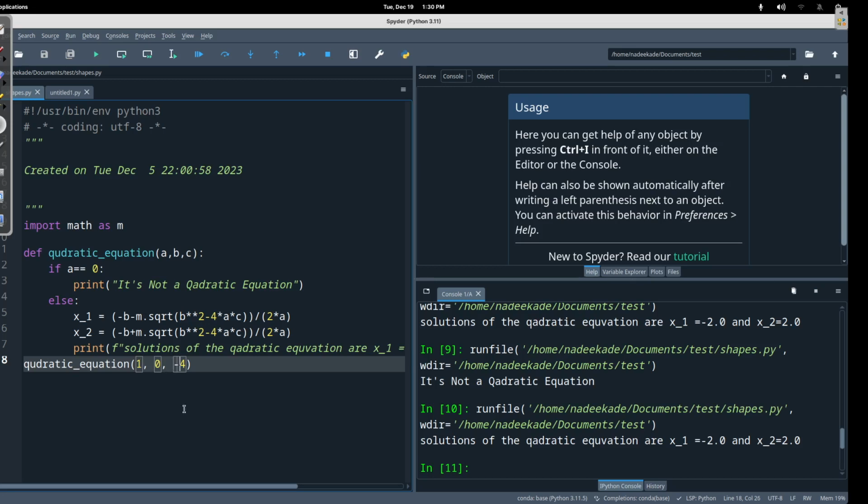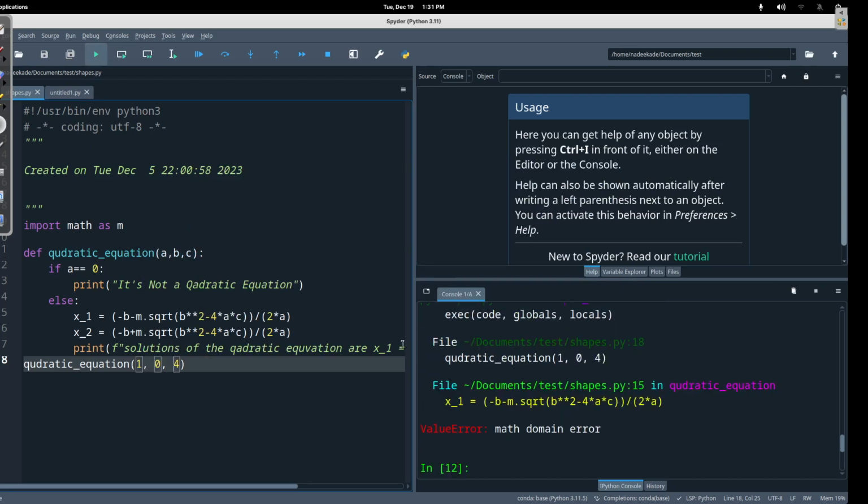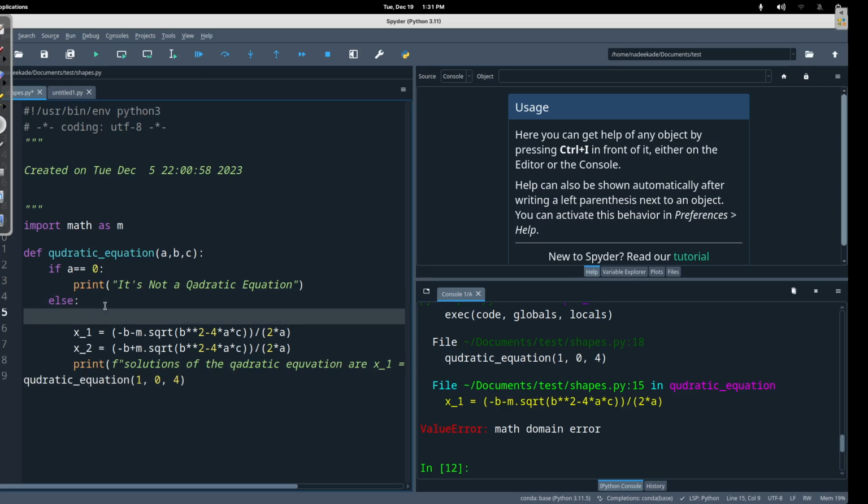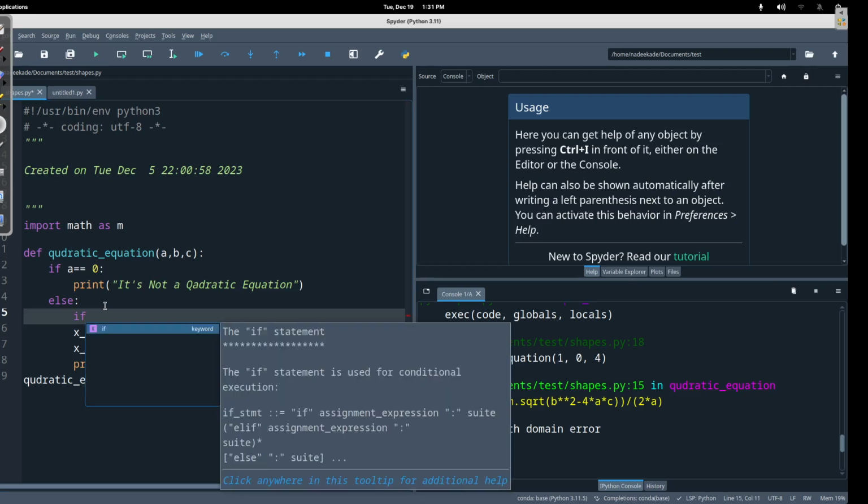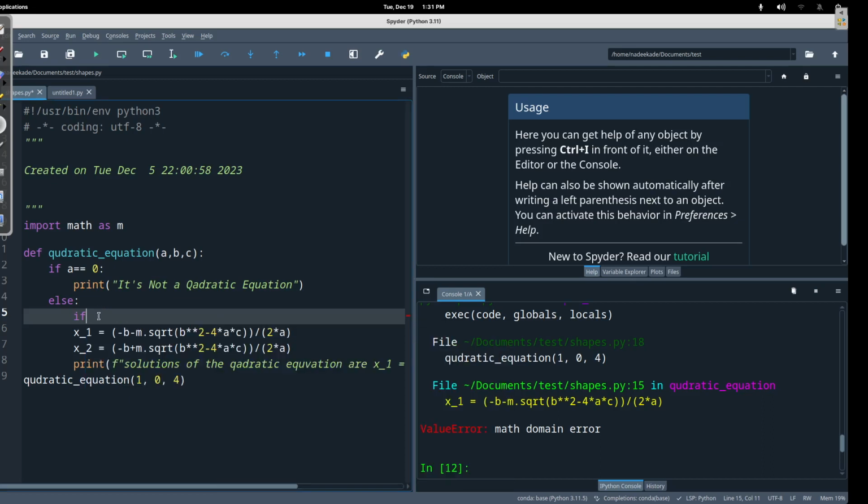Okay, what if we make this a +4? Then it gets complex, no? It's not real solutions, but it becomes complex here. Okay, so let's see what happens. Okay, math domain error. So for the square root function we cannot pass a negative value. Now it's giving a domain error. Okay, so for this case we can put another if statement here. If we can check b squared minus 4ac, no?